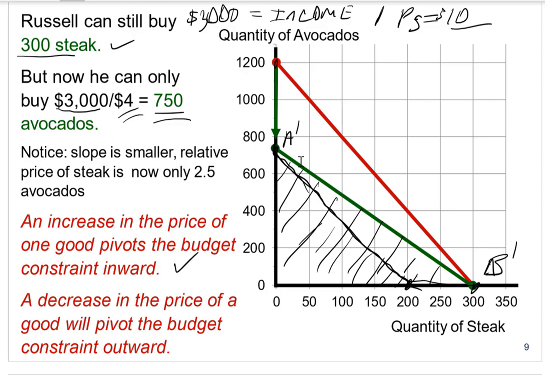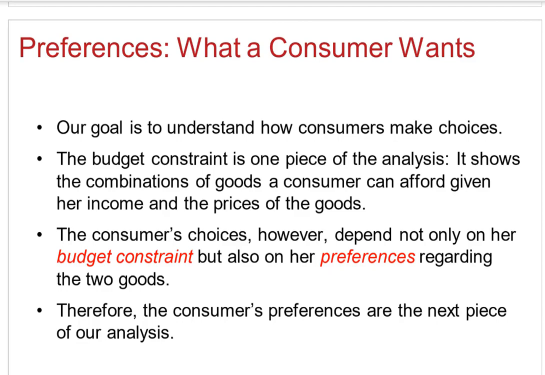So similarly, with a decrease in the price of a good, we will have a pivot in the budget constraint upwards, or outwards. So if we were initially here, with a reduction in, let's say, the price of steaks, we may be able to afford to buy more steaks. So maybe this is the point. Next, if we assume that avocado prices don't change, then we get a new budget constraint somewhere there.